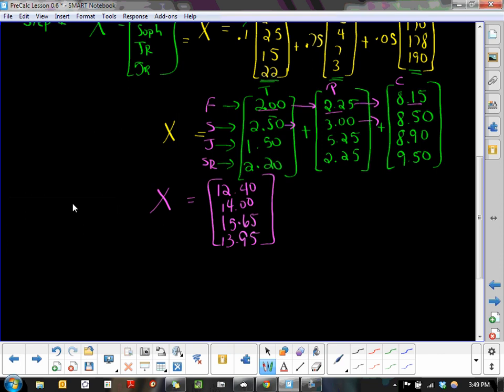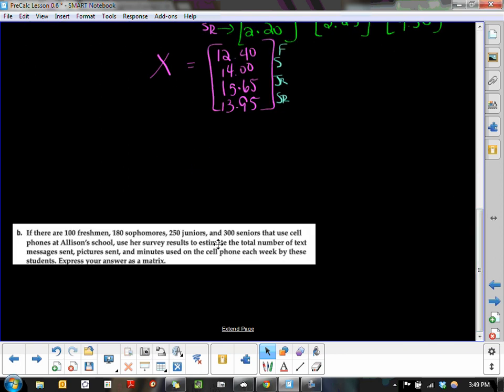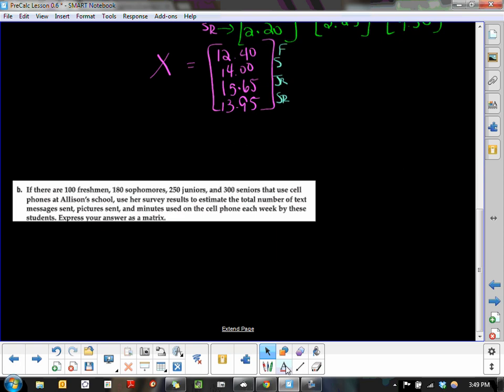Okay, I did the addition, so here's what we know from our results. We know that the freshman's total bill was $12.40. Here's our sophomores, here's our juniors, and here's our seniors. So what we know is that the juniors are leading the charge with $15.65. They have a follow-up question here that we're supposed to resolve as well.